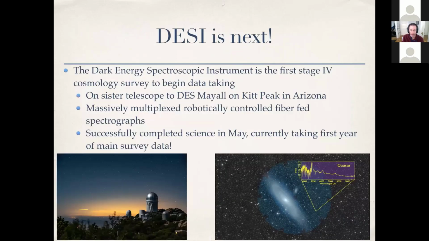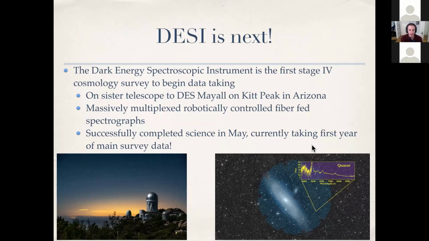But luckily, we have an amazing new survey that has already turned on, the Dark Energy Spectroscopic Instrument. This is the first stage 4 cosmology survey that has begun taking data. It's on the sister telescope to the Dark Energy Survey Telescope. The Dark Energy Survey Telescope is in Chile. This is in Kitt Peak in Arizona.